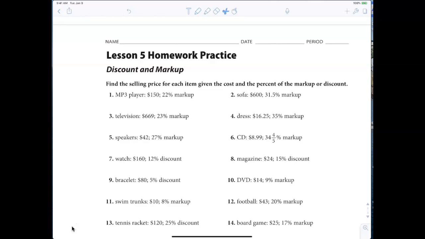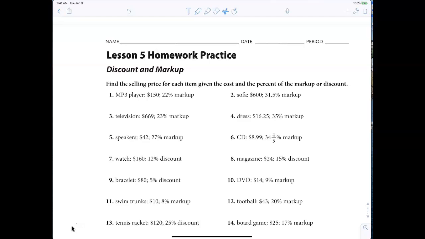Today, what we're going to do is demonstrate how you can calculate whether it's a markup or a discount. Very simple process, very simple, but I'm always amazed at how many people find this a little confusing. So I really want your attention right now.